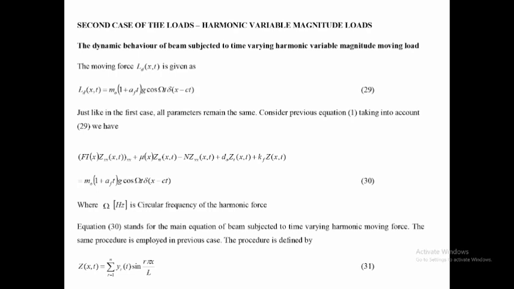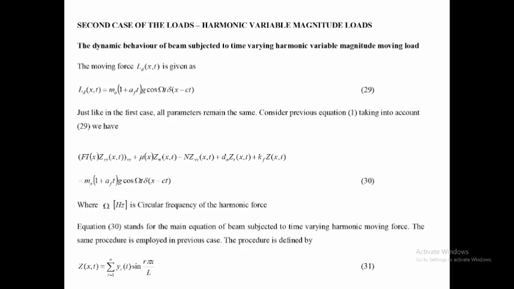We consider the second case. In the second case, we have a harmonic variable magnitude load. The moving force of harmonic variable magnitude load is given as equation 9. Just like in the first case, all parameters remain the same.